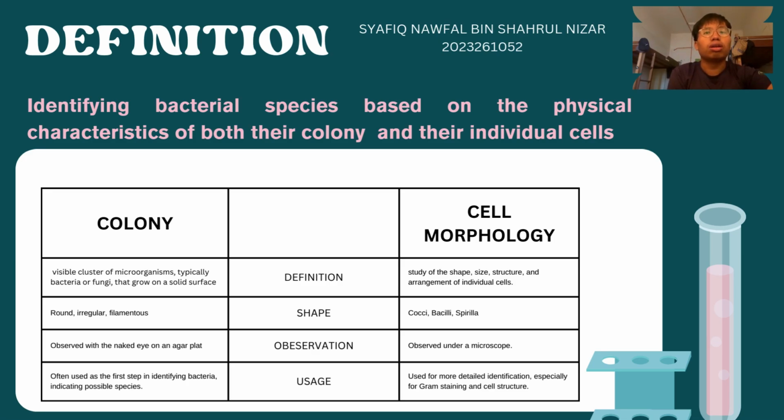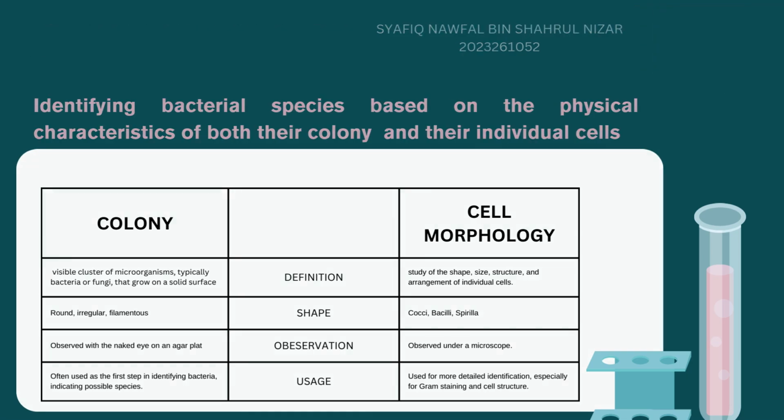The usage of colony is often used as the first step in identifying bacteria, indicating possible species, and the cell morphology is used for more detailed identification, especially for gram staining and cell structure.